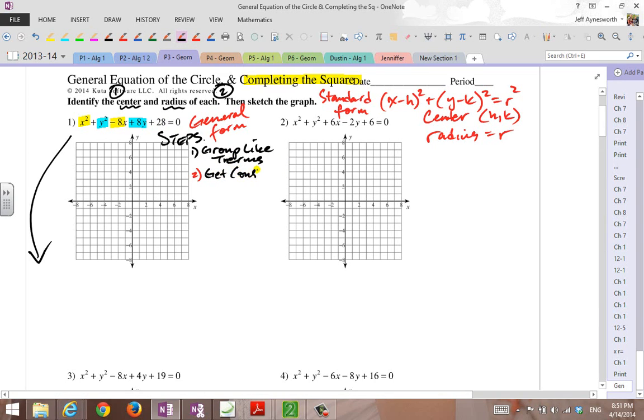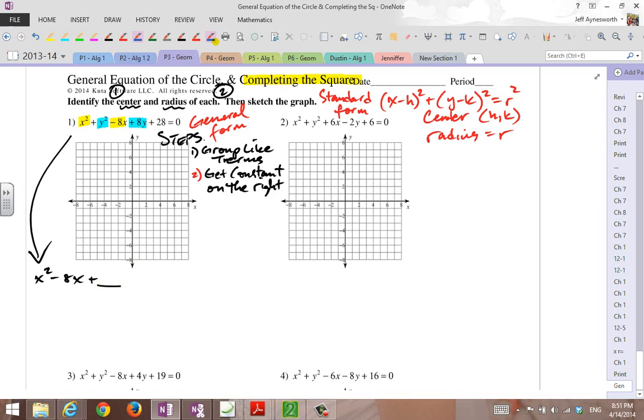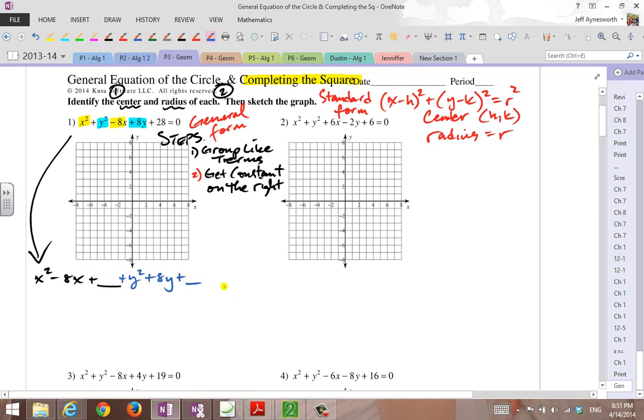So get constant on the right. You'll see why in a minute. What I'm going to do is group up the x squared and the minus 8x. So x squared minus 8x. I'm also going to leave room to complete the square there. So I'm going to go plus, space. I'm going to group up the y's too. I'll put that in blue just for fun. I've got y squared plus 8y, and I'm going to leave room to complete the square right there.